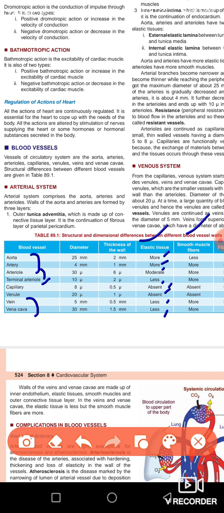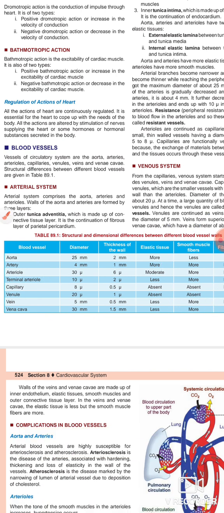Now for smooth muscle, in the aorta smooth muscle is less, then in arteries it is more, and terminal arterioles have more smooth muscle because they have to contract and relax like the heart. They carry the contraction and relaxation of the heart along with them. Now in the capillary, elasticity and smooth muscle are both absent. This is a really important thing. Then in the venous system, smooth muscle is going to be more in your veins and vena cava.